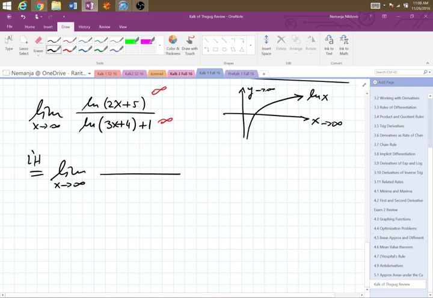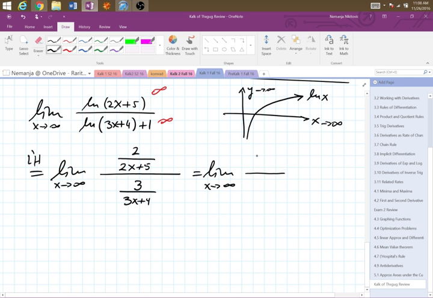So the limits are taken by copying the function as is, the argument, in the denominator and placing its derivative in the numerator. And as we take the derivative in the denominator, it's going to be 3x plus 4 and then 3 on top. We still have the limit. X goes to infinity.